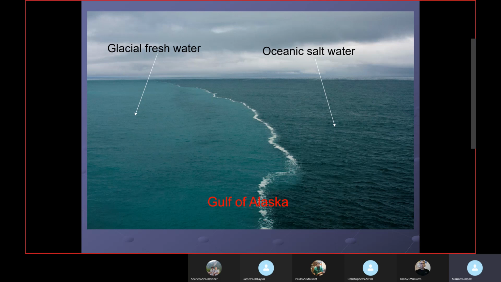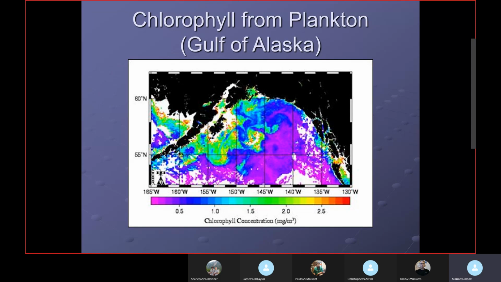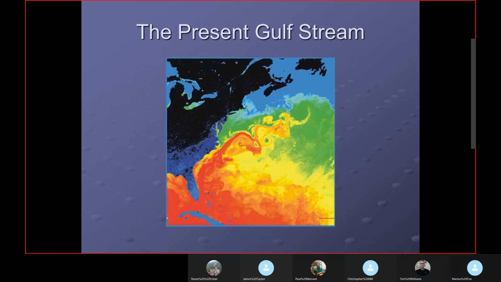That's pretty cool. Now, here's the chlorophyll from plankton in the Gulf of Alaska. What's very interesting about this is this will show you basically how the water temperature is different. That's what we're trying to show here. And of course, plankton is food for a lot of other animals.